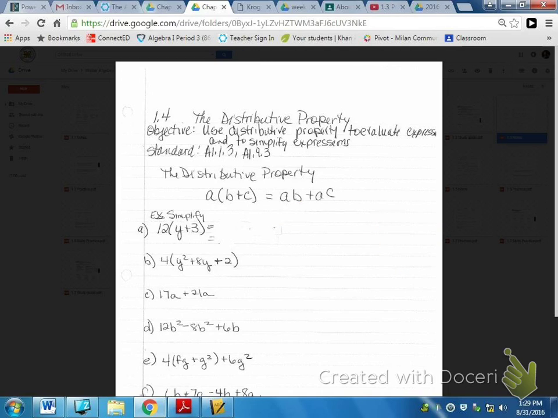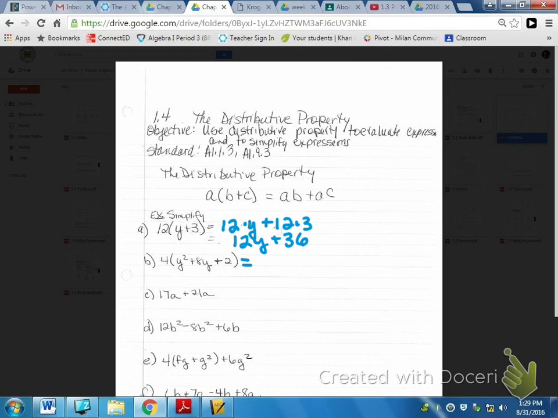Alright, let's look at examples. Simplify 12 times the quantity y plus 3. You should show 12 times y plus 12 times 3. When you do that, go ahead and multiply: 12y plus 36. But that one cannot go any further because we do not know what y is, so you would leave 12y plus 36.